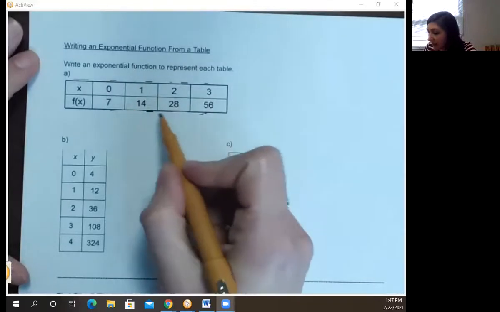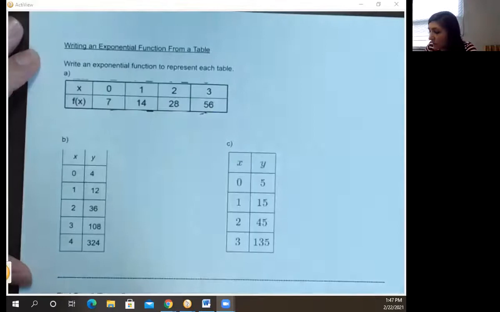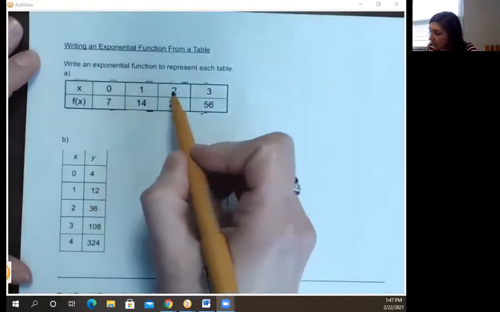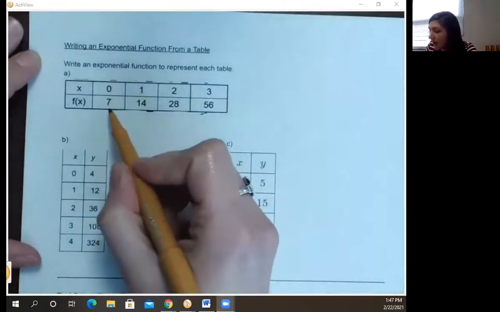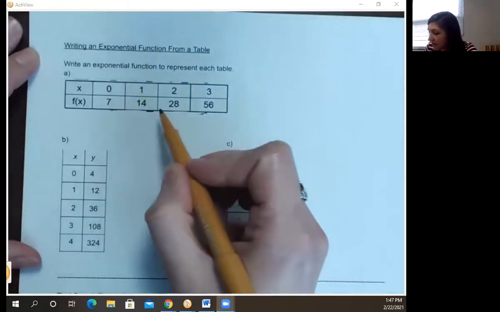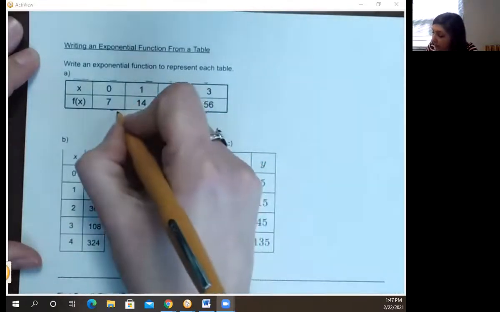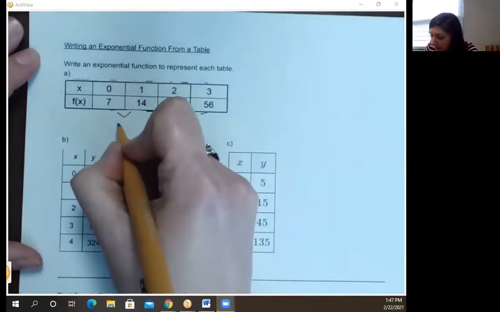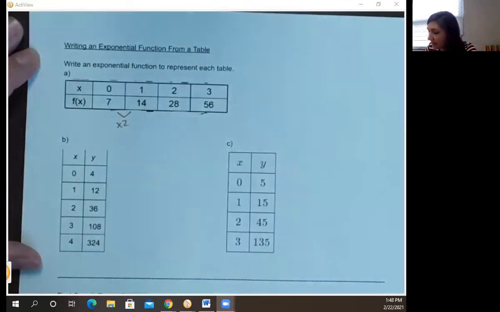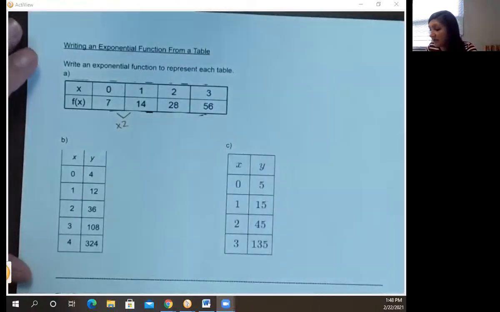So if I take a look at my table here, I've got my x values, I've got my f of x or my y values. So notice that my x values are increasing by 1, so 0, 1, 2, 3. Notice that my y values go 7, 14, 28, 56. Remember, for an exponential function, I'm always multiplying by something to get to the next term, and I should be multiplying by the same number each time. 7 times 2 gives us 14. 14 times 2 gives us 28. 28 times 2 gives us 56.